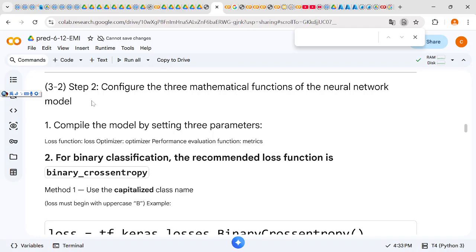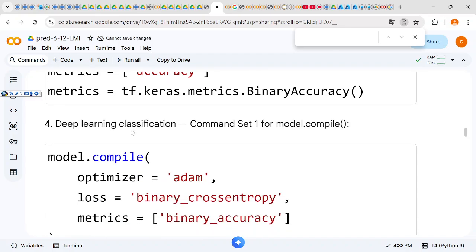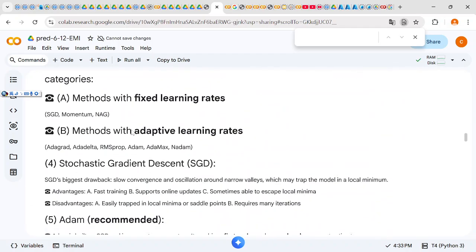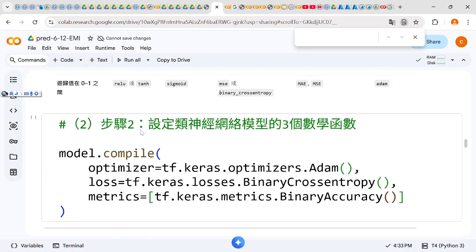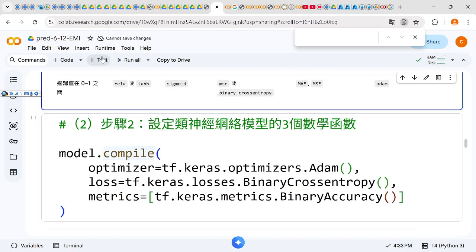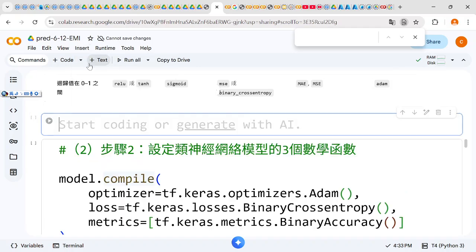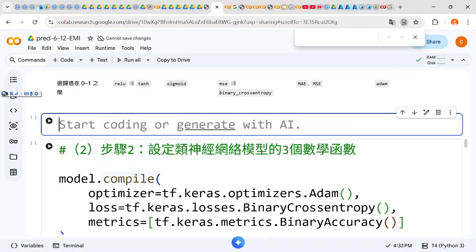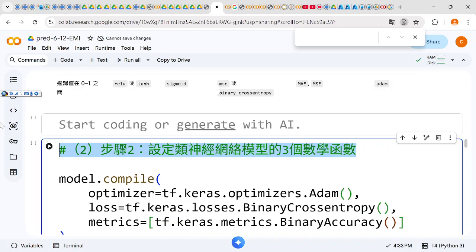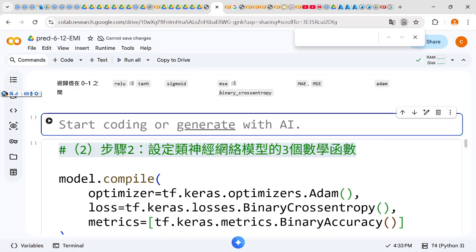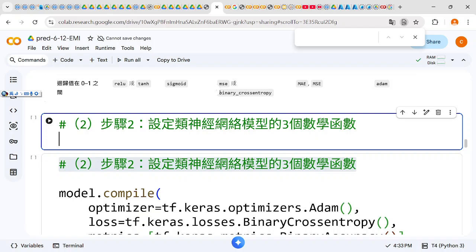And then the next step, step 2, configure the mathematical function of the neural model, just like here. Before I do that, I just insert a code cell. I copy the title of this and write it here. Okay, students, you have 5 minutes to practice this until now.